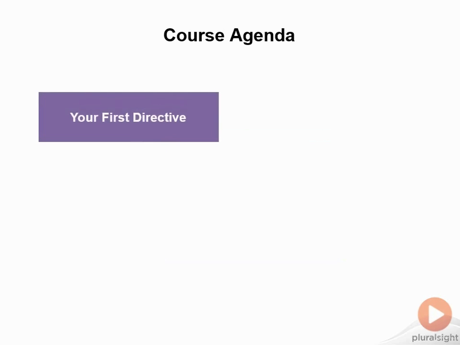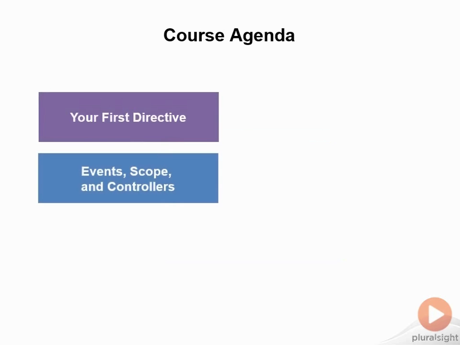The first 4 modules are a gentle introduction to directives. We'll start in Module 1 by creating our first directive. We'll learn all about bindings, templates, and naming directives. Then, in Module 2, we'll learn about how to react to events, how the different kinds of scope relationships affect our directives, and how to add a controller to our directive.